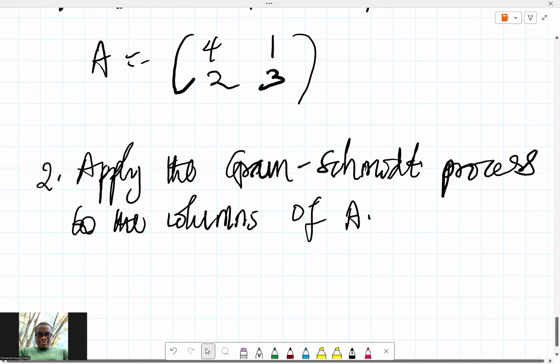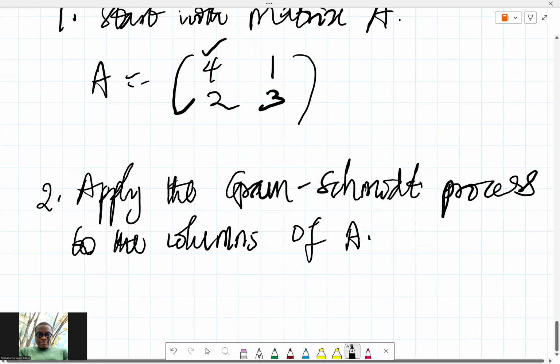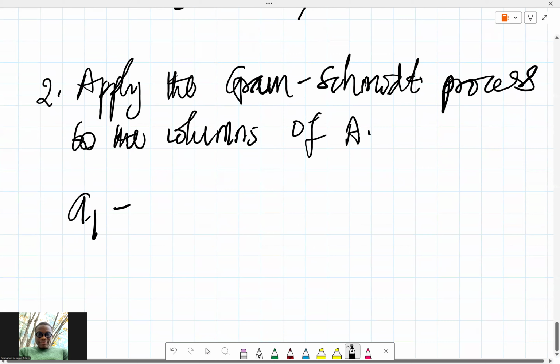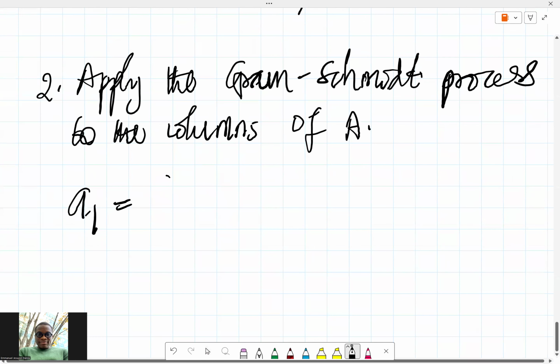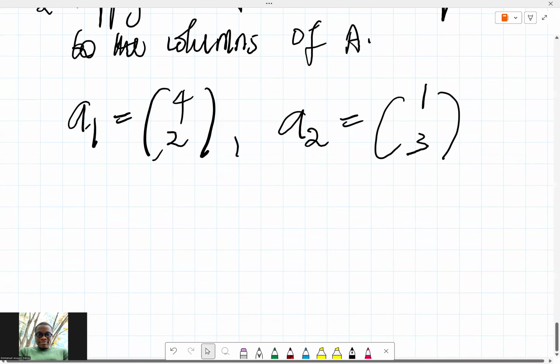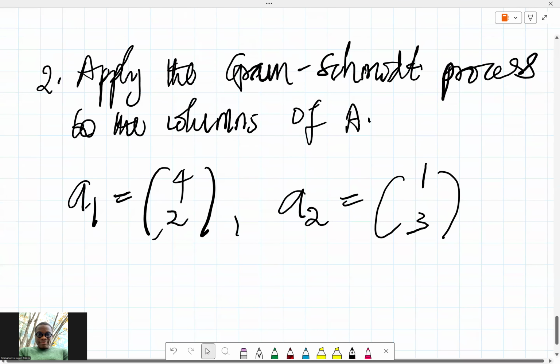From A, the first column is 4, 2. The second column is 1, 3. So those are the columns. It means that A1 is equal to 4, 2, and A2 is 1, 3. Then we go for the next step.